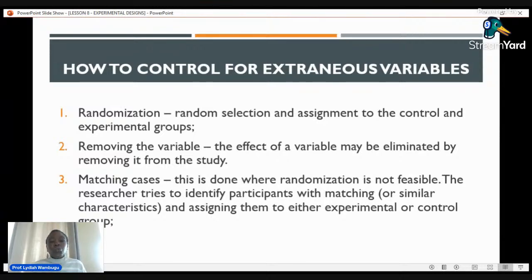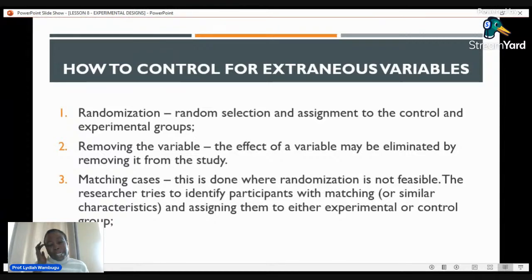The other one in which you control is to remove the variable. To remove means you are eliminating it by removing it from the study. For instance, if I was doing a study where I have both males and females, and I realize that having females in this study is going to affect my experiment, I may remove the females. I may decide to only use the males. And that means I have removed the variable, so that the effect the females would have brought has been eliminated.